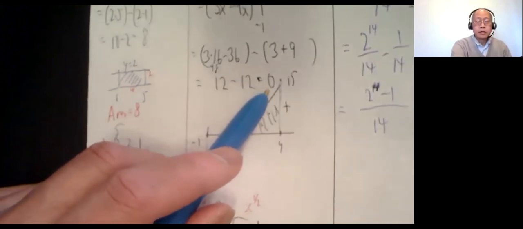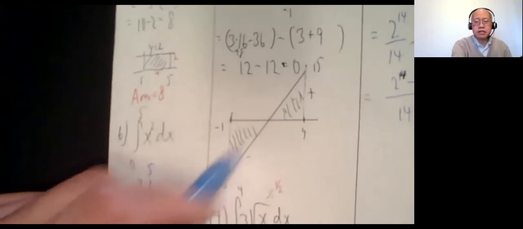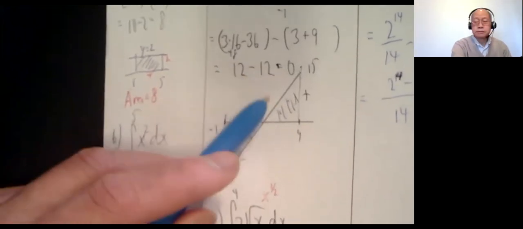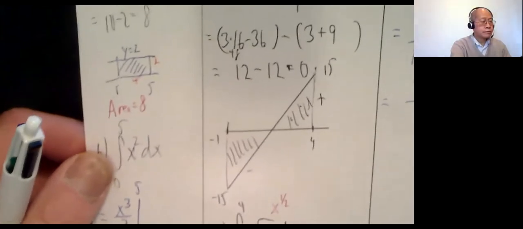Okay. In short, if your graph is below the x-axis, the integral will come out to be a negative. So here you have just as much area below as above. So that's the reason why it comes out to be 0. Okay. All right.